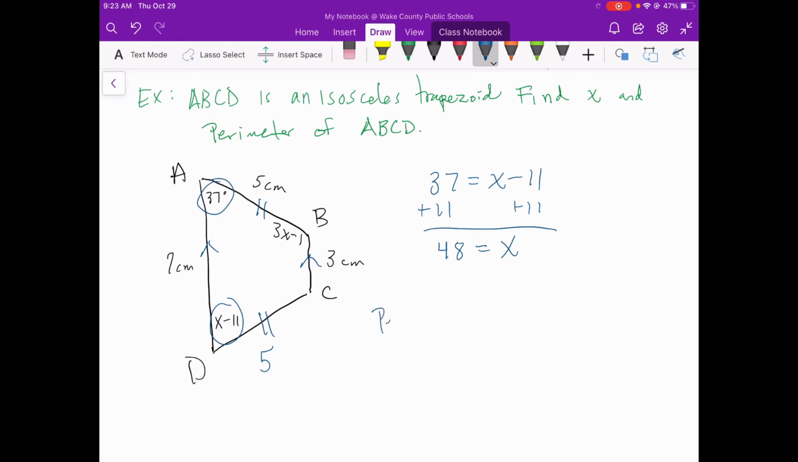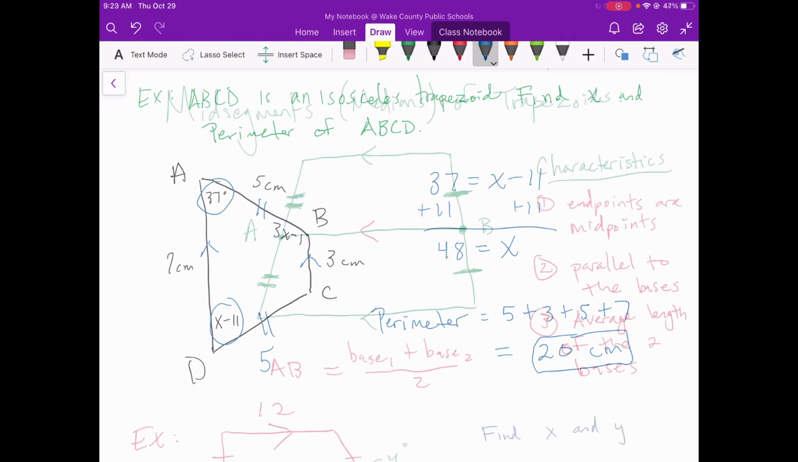And now to find the perimeter, I just add those four sides together. 5 plus 3 plus 5 plus 7. So that's going to give me 5 and 3 is 8, plus 5 more is 13, plus 7 is 20 centimeters. So there's your characteristics for a trapezoid. Lots of practice needed. Good luck.